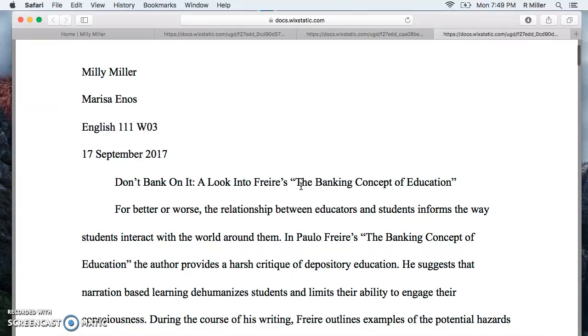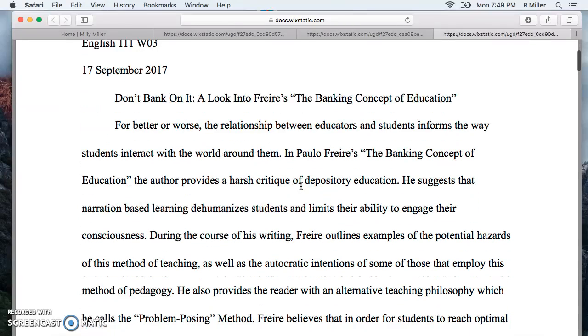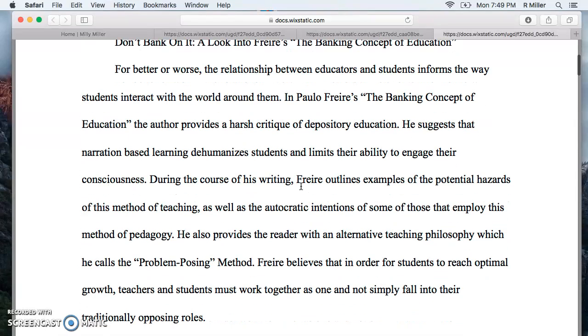Focusing on the parts of the paper, I wanted to set up my paper in my introduction. I wanted to highlight all the ideas I'd be talking about in the body paragraphs within this introduction. And I do that by saying that Freire provides a harsh critique of depository education, how he suggests that narration-based learning dehumanizes and limits students, how he outlines the potential hazards of this method and the negative intentions of those that use this method of teaching. And I also bring up his problem-posing method. These will all be body paragraphs in this paper.